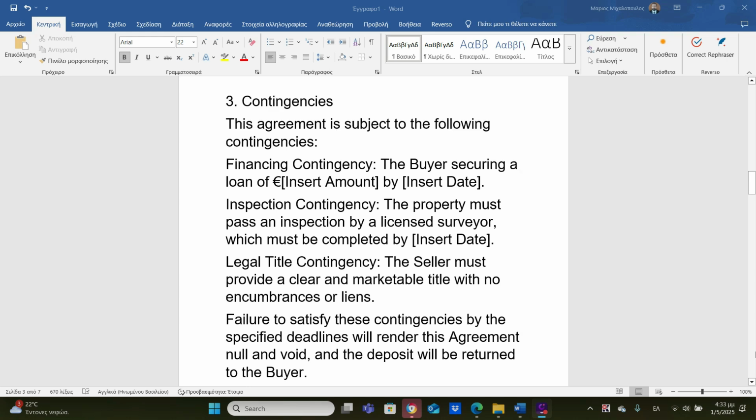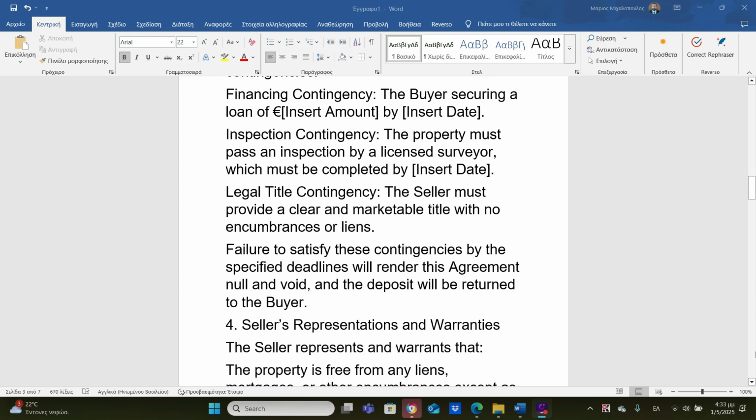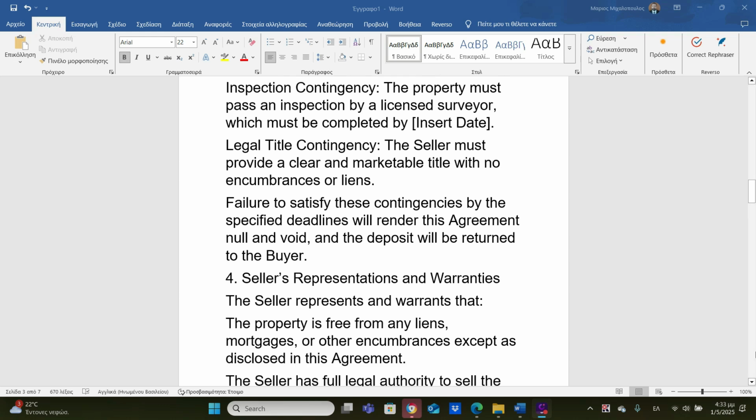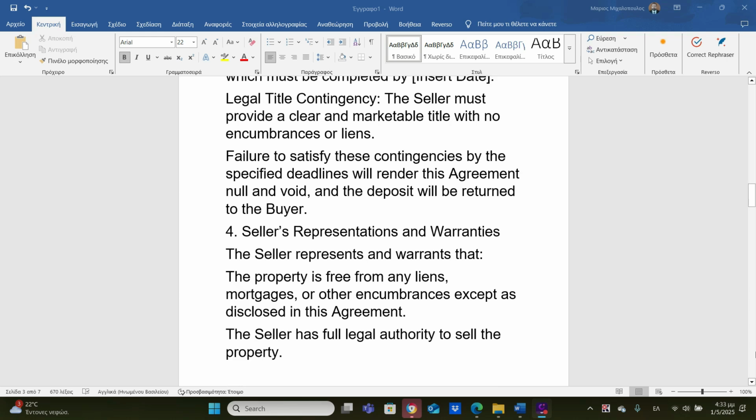Key components of a residential purchase agreement. While the specifics of a purchase agreement may vary depending on the property and jurisdiction, the following elements are typically included. Property description. The agreement must include the full legal description of the property being sold, including its address and any additional details to identify it clearly. Buyer and seller information. The names, addresses, and contact details of both the buyer and seller must be included.